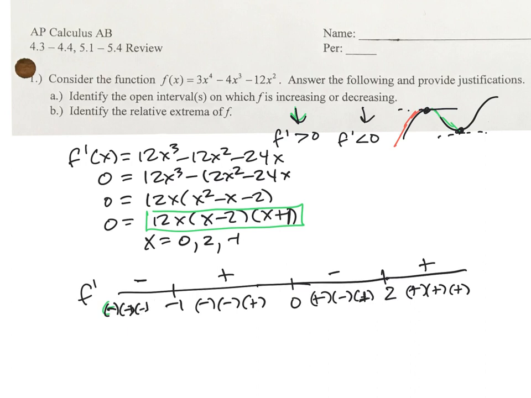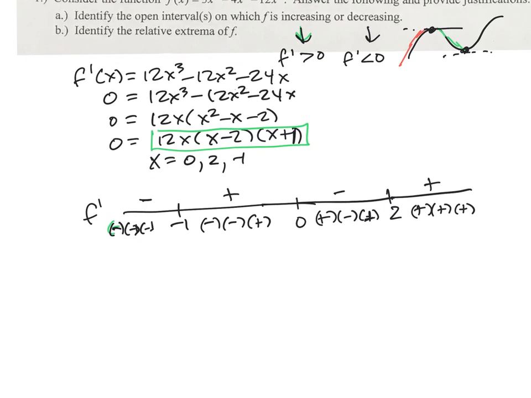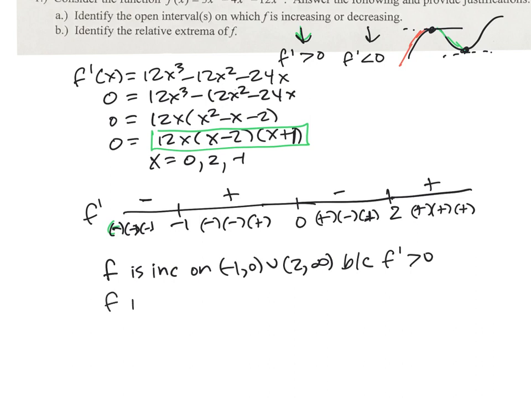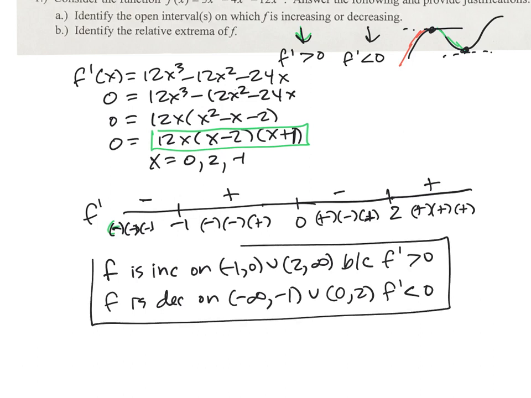So our justifications would look like this. We would write, f is increasing on the intervals from -1 to 0 and from 2 to infinity, because that is where f prime is positive. And then we'll say f is decreasing on the intervals from -infinity to -1 and 0 to 2, because that's where f prime is less than 0. All right, let's put a box around that. So that takes care of part A.